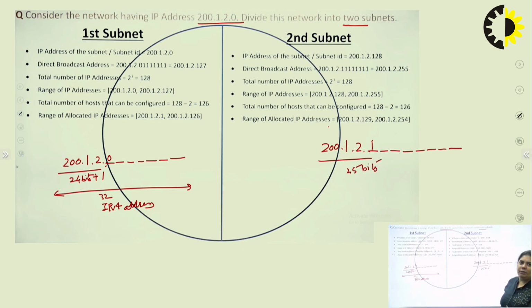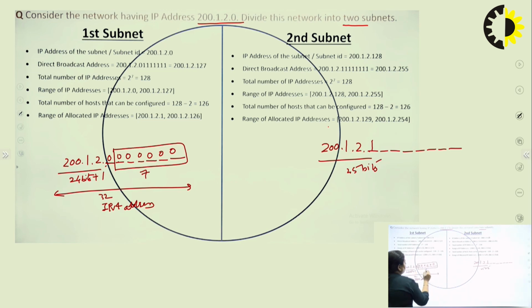Now for the rest of the part, what do we have to do? For the first address, put all the remaining octet bits to 0. So the rest of the bits are these 7 bits. How many hosts can be part of this subnet? We can calculate it by 2 to the power 7, because 7 bits are here. 2 to the power 7 is 128. So 128 hosts can be in subnet 1.